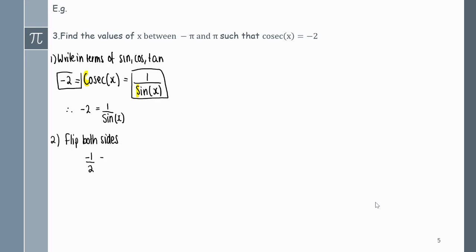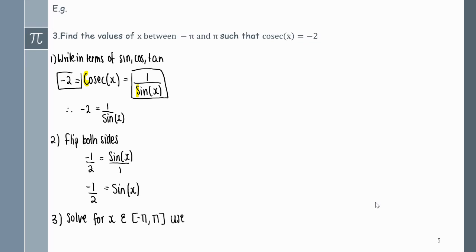Again, what I want to do is flip both sides. So I have sine x over 1 is minus 1 over 2, or sine x is negative a half. And the last step, we're really going to solve for x within the restricted domain of minus pi and pi. And I'm going to use, again, the unit circle and some trig to do this.